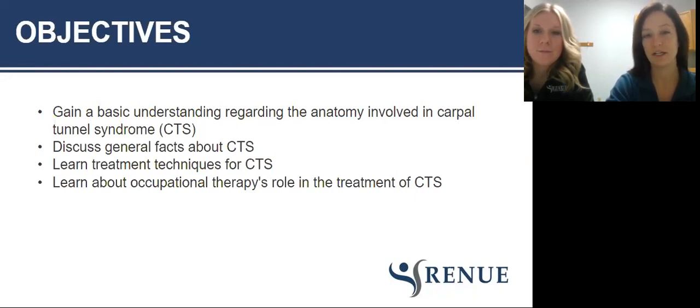Some of the objectives we're going to be going over today is just gaining a basic understanding of the anatomy that's involved with carpal tunnel syndrome. We're going to discuss some general facts. We're going to learn some treatment strategies and talk about our role as occupational therapists and how we can help you address those symptoms.